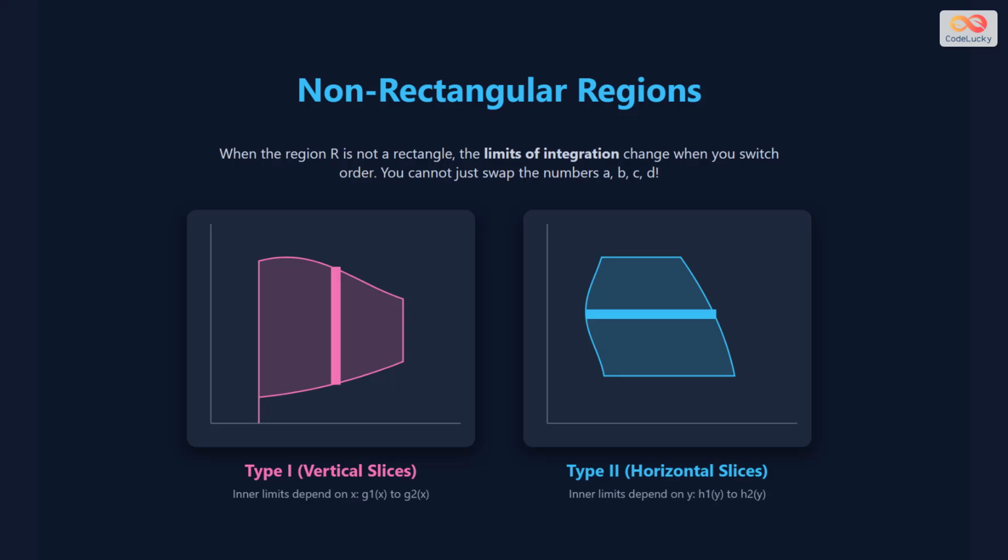There is a catch. If your region is not a rectangle, you cannot simply swap the numbers on the integral signs. For type 1 regions with vertical slices, limits depend on x. For type 2 regions with horizontal slices, limits depend on y. To switch the order, you must redraw the region and determine new boundary functions.